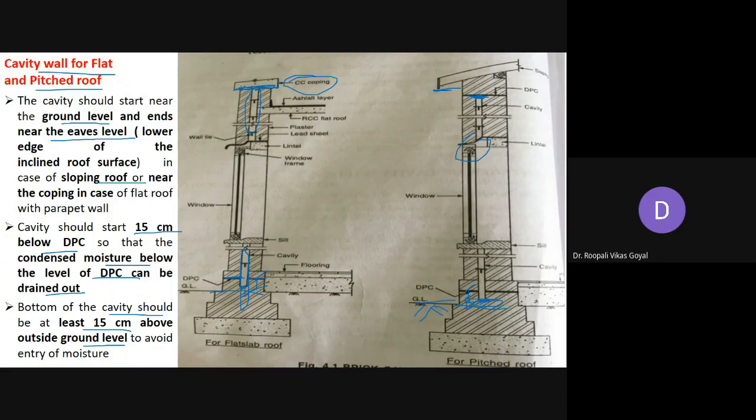And in the pitched roof it will reach up to the end of eaves level, and in the flat roof it will reach up to the coping. Okay, so this is regarding cavity wall, cavity wall for flat roof and cavity wall for the pitched roof.